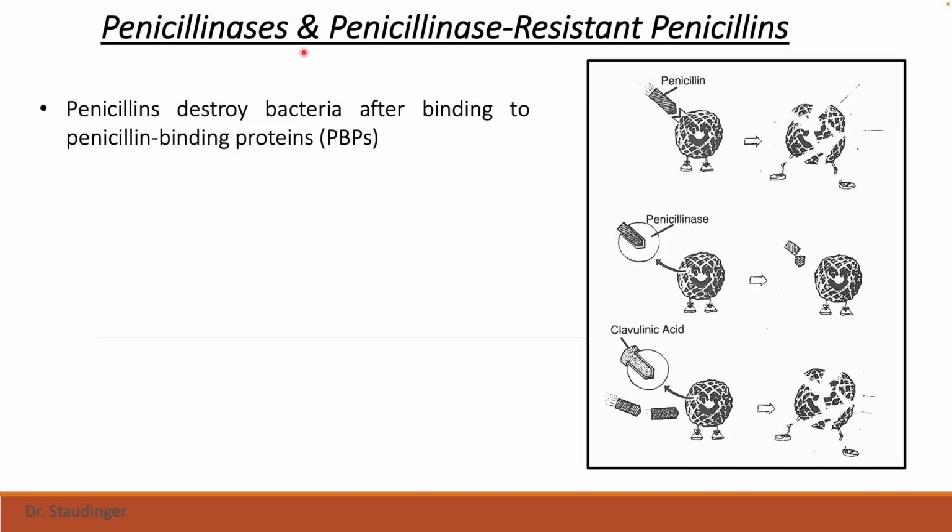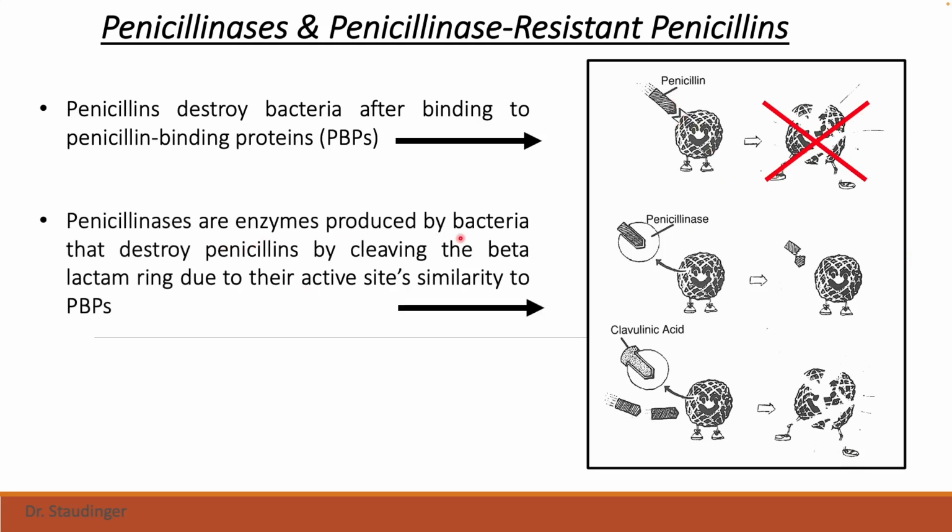Because ampicillin is susceptible to penicillinases, you need to have a deep understanding of penicillinase enzymes and penicillinase-resistant penicillins. All penicillins destroy bacteria after binding to penicillin-binding proteins. You can see that here. Penicillin targets penicillin-binding proteins to destroy bacteria. Penicillinases are enzymes produced by bacteria that destroy penicillins by cleaving the beta-lactam ring due to their active site similarity to penicillin-binding proteins. And you can see that here. The penicillinase binds to penicillin and destroys it.